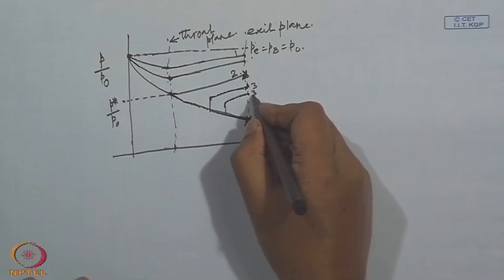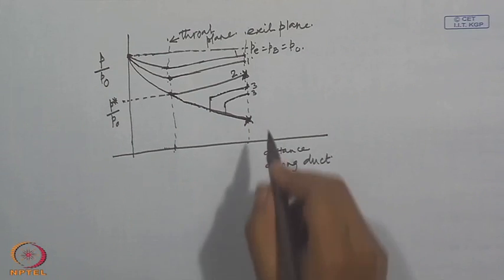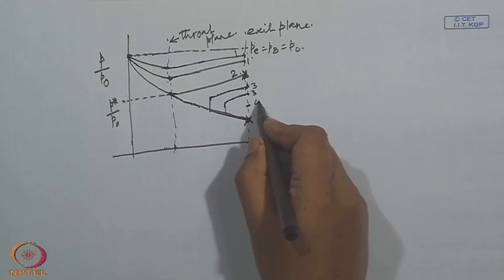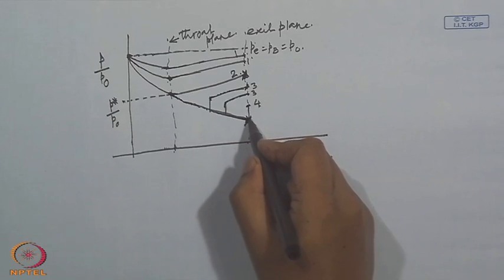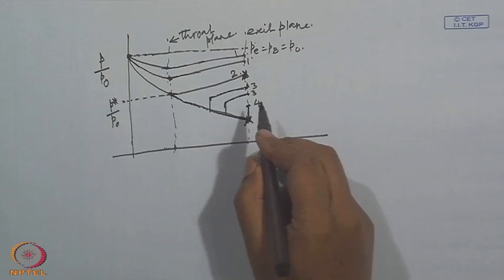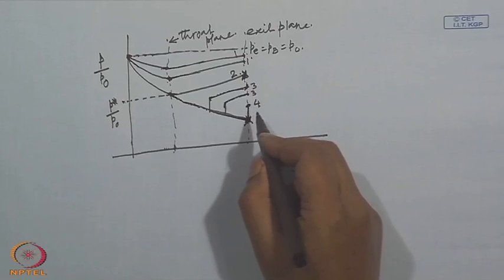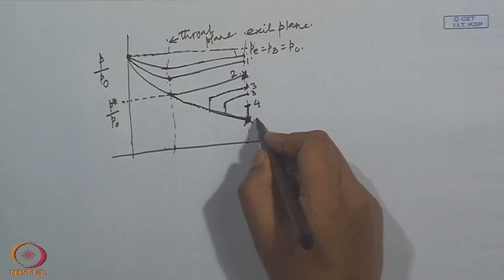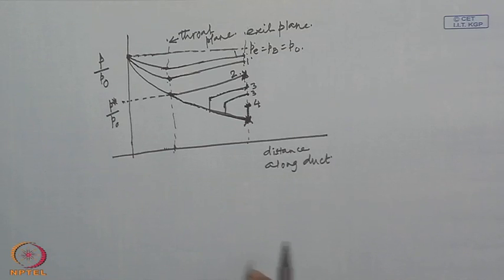Call both these curves 3. At a certain back pressure, we will denote it 4, the shock will stand at the exit plane, and anything in between the normal shocks. Any pressure between this level and this level, there will be no more normal shock at the exit plane.